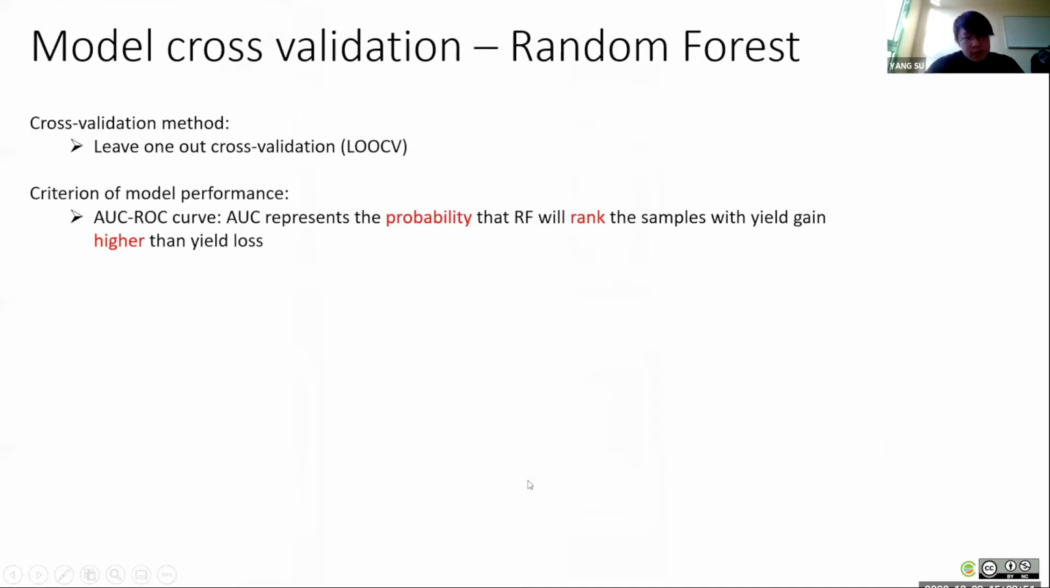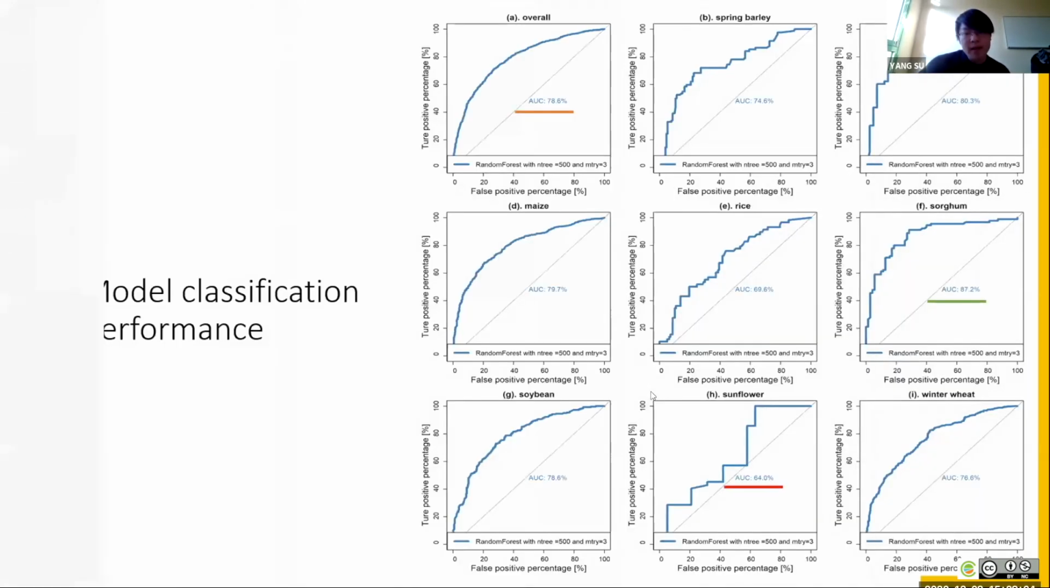And for the cross validation, we use a Newton auto cross validation, and we use AUC curve as a criterion to judge the goodness of the model performance. And here is the result. As you can see, the overall performance is 78.6%, which indicates there is 78.6% chance that random forest can rank the samples with yield gain higher than yield loss.